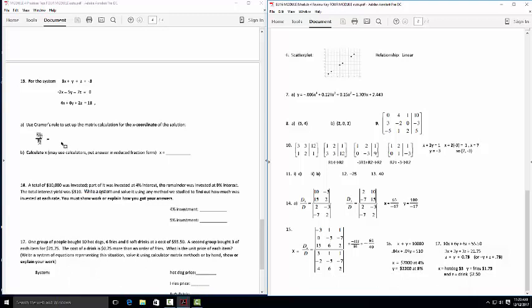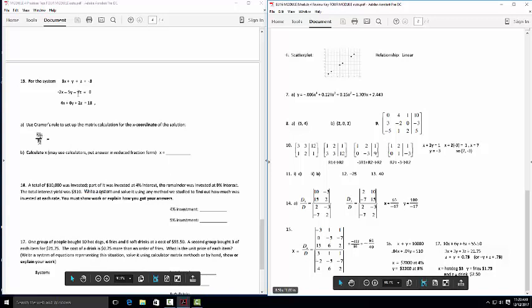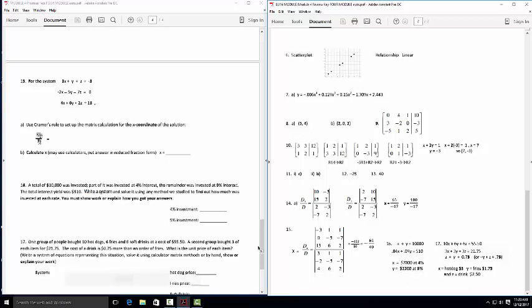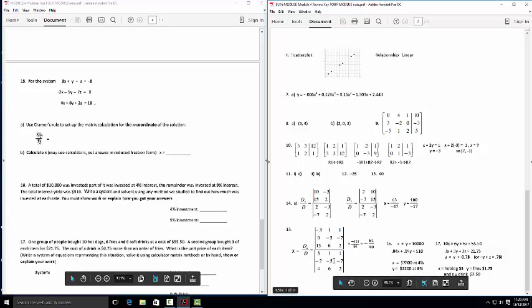Okay, so first off we need to find the D matrix, which is the coefficient matrix, which is 3, 1, 1, -2, -5, -7, 4, 6, and 2. And then we put that into our calculator and we do the determinant and we get 80.